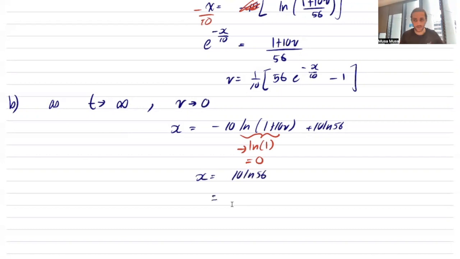Okay, and 10 ln 56, where's my calculator? Equals 40 approximately. Okay, but you have to keep in mind, you have to give some form of reasoning for why as t approaches infinity, velocity approaches 0. This might not always be the case, depending on, I guess, the context.